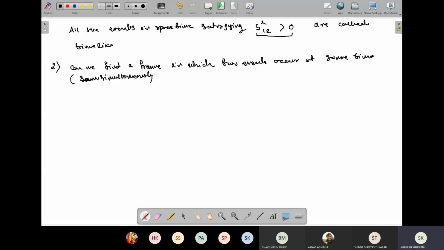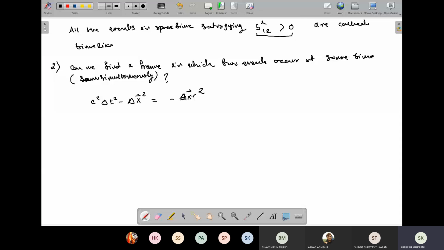Okay, so this is the question. Again you equate c square dt square minus dx square, or let us write the finite version of it: c square delta t square minus delta x square is equal to the same for the two events. Now they occur at the same time, that means delta t prime must be 0, right? So it must be equal to minus delta x prime square.